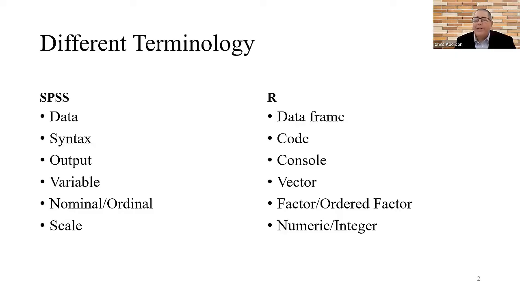In SPSS, SPSS calls numeric variables scale variables. In R, they're simply called numeric or integer. The only difference between the two is that an integer doesn't have a decimal. They both can be used for the same thing, however, there are sometimes some conflicts between the terminology that we'll talk about later. So those are some of the main terminology differences that we'll be looking at.